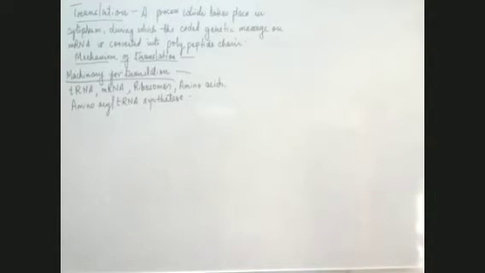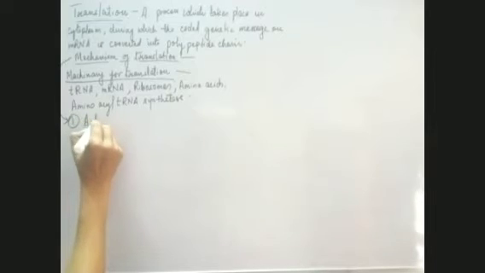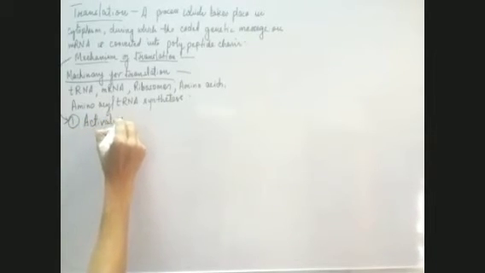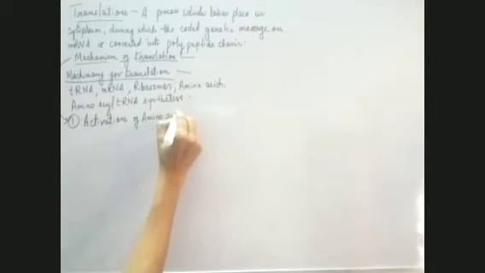So let's come to the first step of the mechanism of translation. The first step during the mechanism of translation is activation of amino acid. See, I told you the amino acids are present in the amino acid pool of the cytoplasm, and there they are present in the inactivated form. Now, what happens? These amino acids have to be activated.